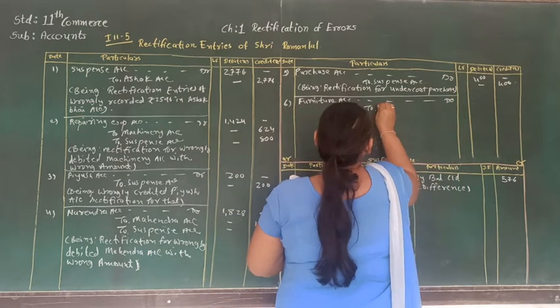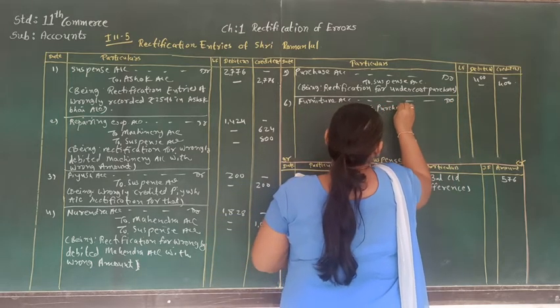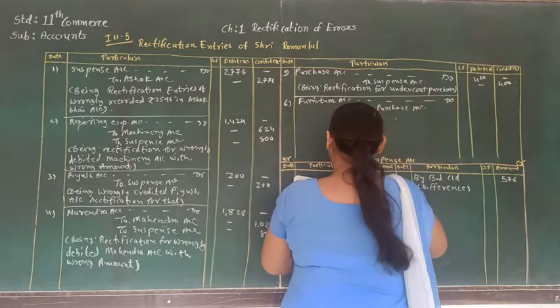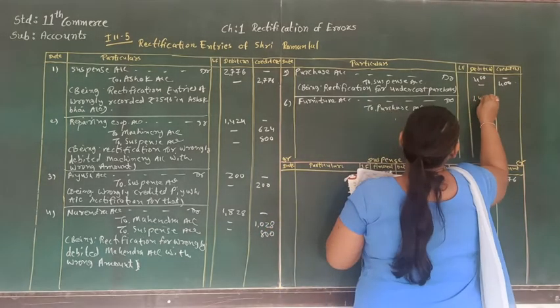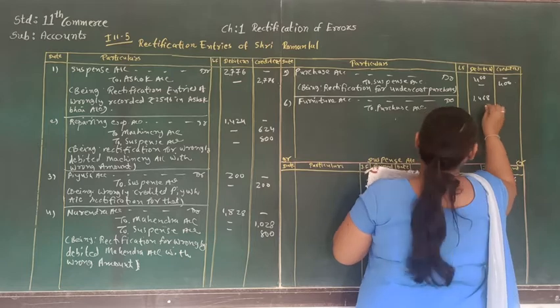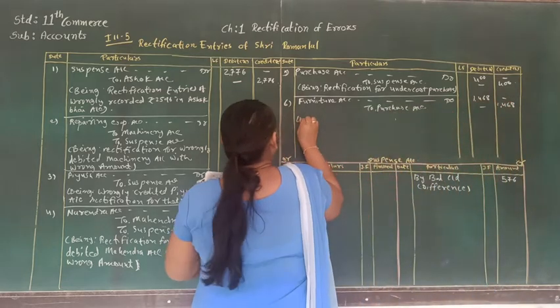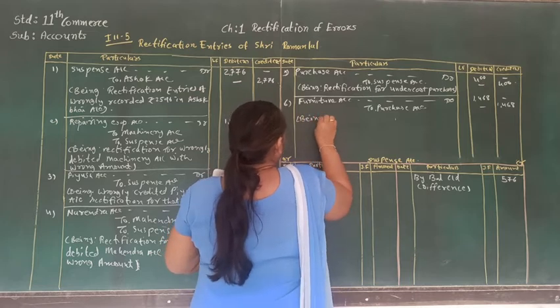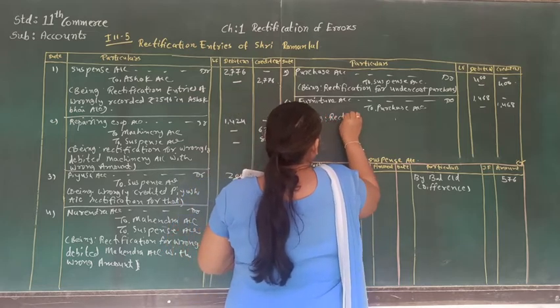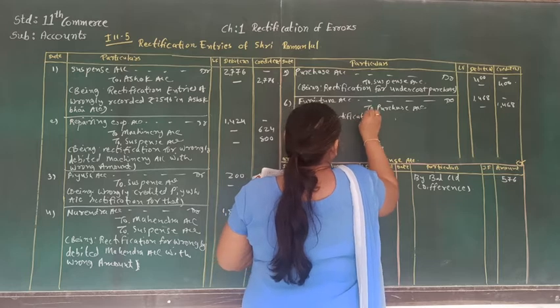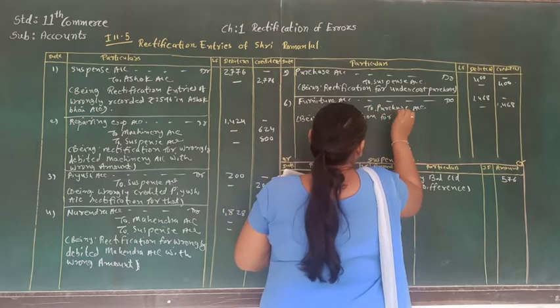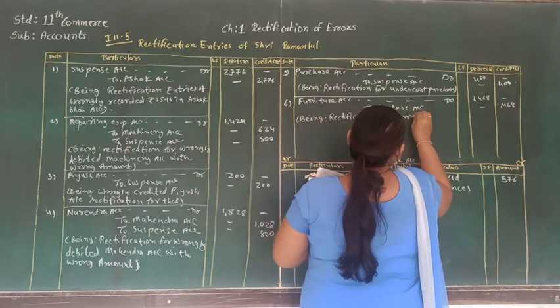to purchase account, and the amount will be 1468, being rectification for wrongly debited purchase account.